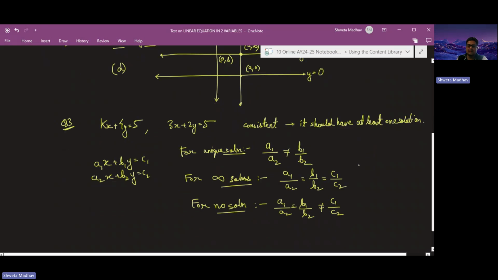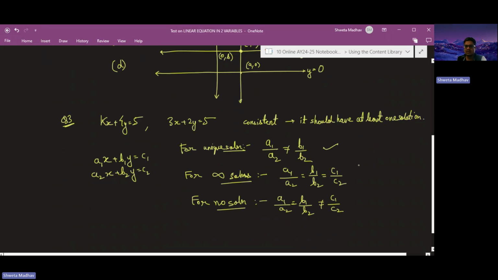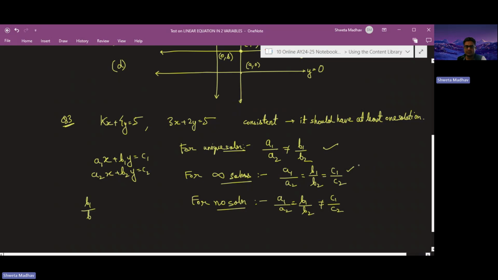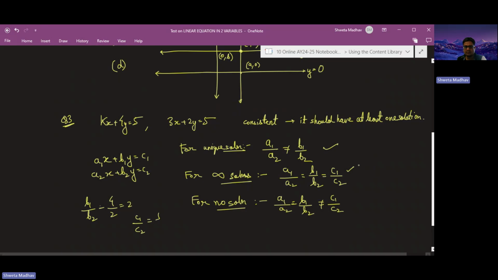So it means that either of the first two conditions we have to choose. But here we can see that b1 and b2 are the coefficients of y in the two equations. So b1 by b2 is 4 by 2, which is 2. And c1 by c2 is 5 by 5, which is 1. So of course, the second condition can't be fulfilled here. So the second condition we can't use.